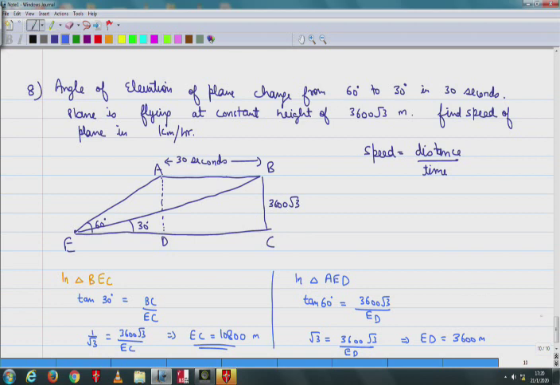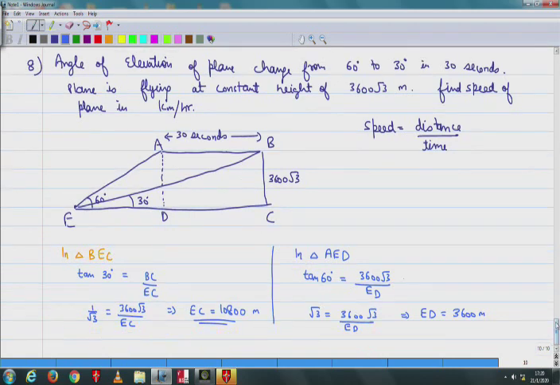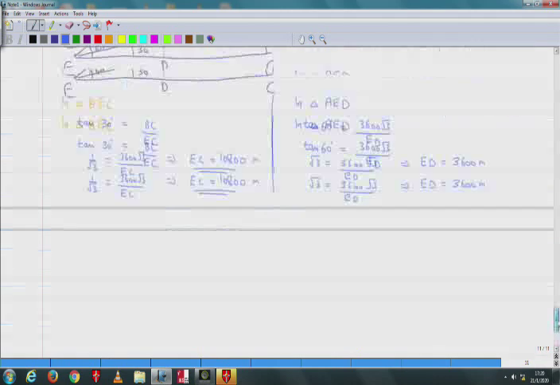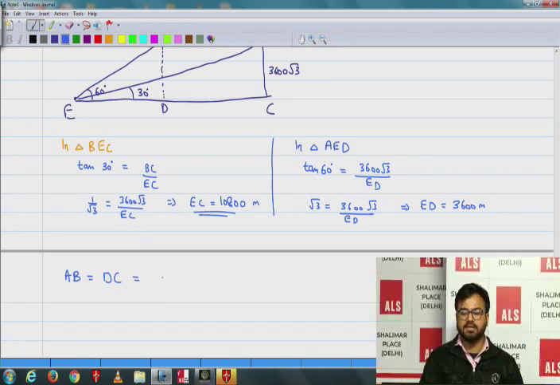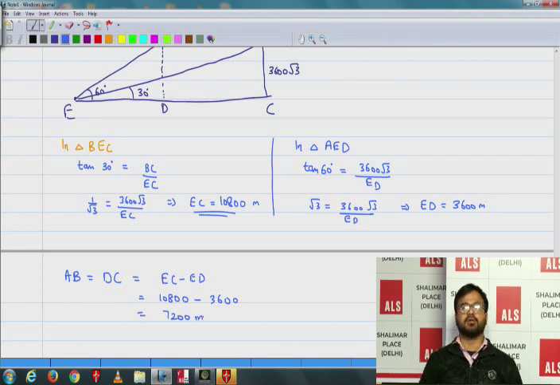So now both the things we got. Since we have to find the length of AB, AB or CD both are the same thing. So you can say AB, which is also equal to CD, can be written as EC minus ED. So 10800 minus 3600 is equal to 7200 meter. So the length of AB is 7200 meter. Now the distance is 7200 in 30 seconds. So now we have to calculate the speed in kilometer per hour.